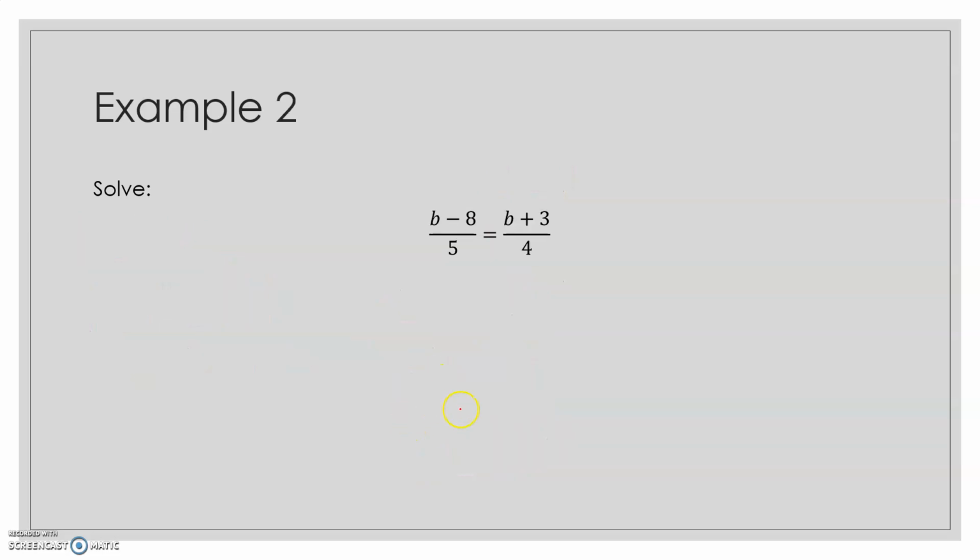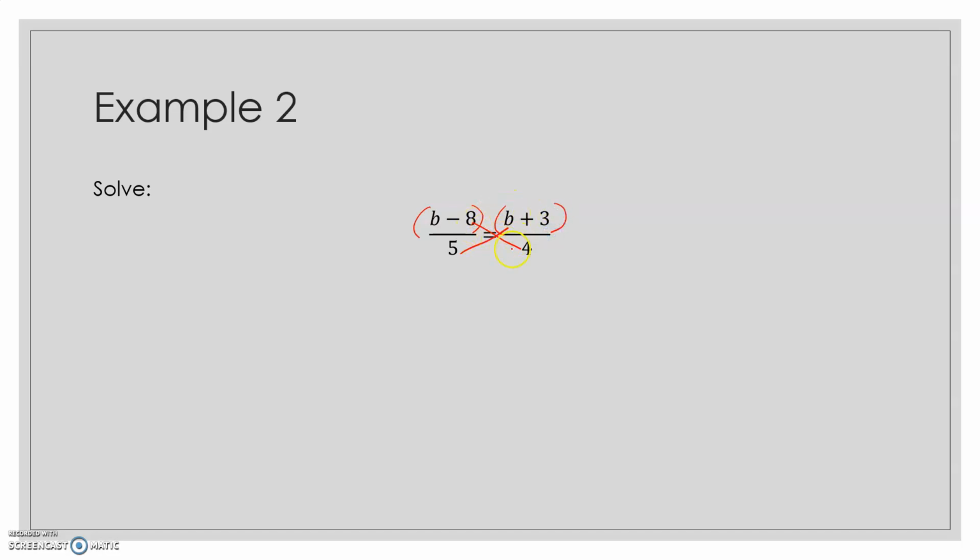All right, let's take a look at another example. Maybe getting a little bit more challenging here. Again, 3 steps. First step is we're going to cross multiply, and so we're going to do 4 times b minus 8. And we're going to do 5 times b plus 3. When we do those, just a reminder from order of operations, when we have more than one thing on the top and bottom of a fraction, those things are grouped together, and so it's like they're in parentheses.